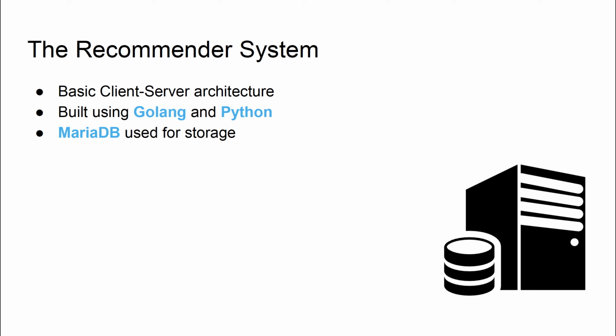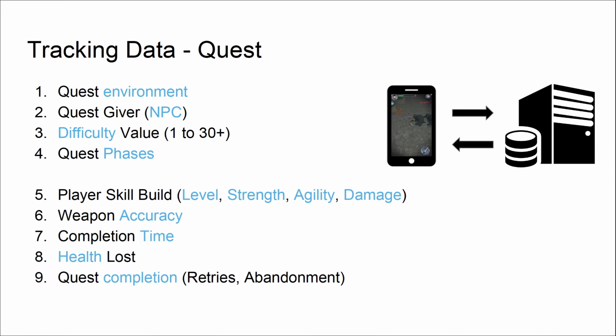How do we collect feedback? What do we track to develop a player profile? Because we already have quests and everything that there is to know about quests, but we need to collect enough granular data about the players so we can recommend them the right type of quests. So here's what we know about the quest itself: the environment, the NPC that offered it, the difficulty value, and the quest phases. And this is what we chiefly use for the player.